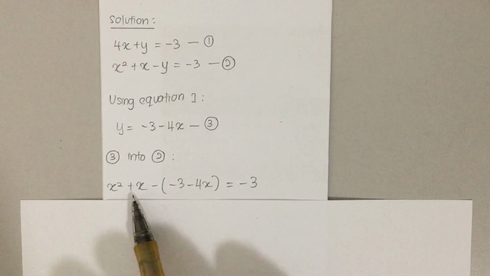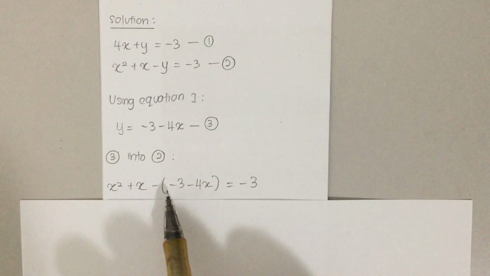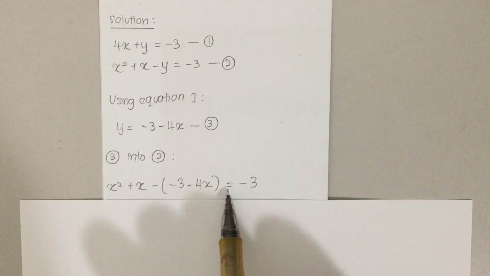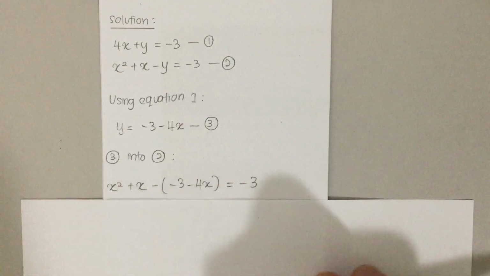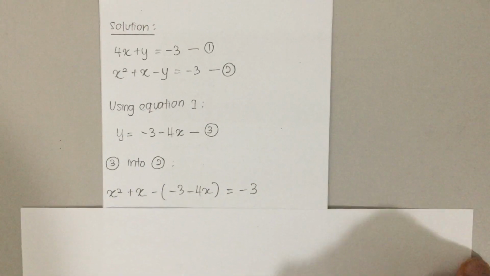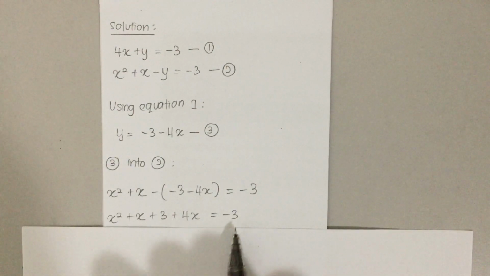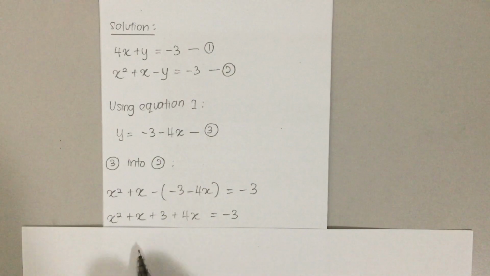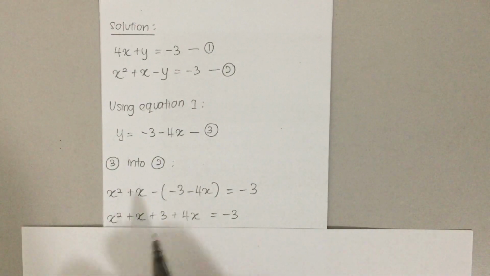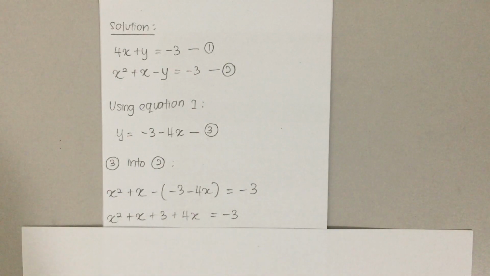So from here, x² + x - (since this is a y, we can substitute this y in terms of x) (-3 - 4x) = -3. Since there is a negative in front, you can expand it. Proceed to the next step. From here you get x² + x + 3 + 4x = -3. So x² remains the same, since there's no other x². x + 4x, you get 5x. Positive 3. From here you have -3 at the right hand side, so you move it to the left hand side. 3 + 3 you get is 6.